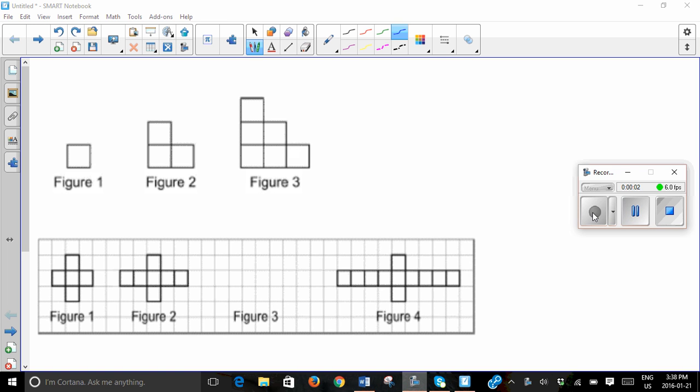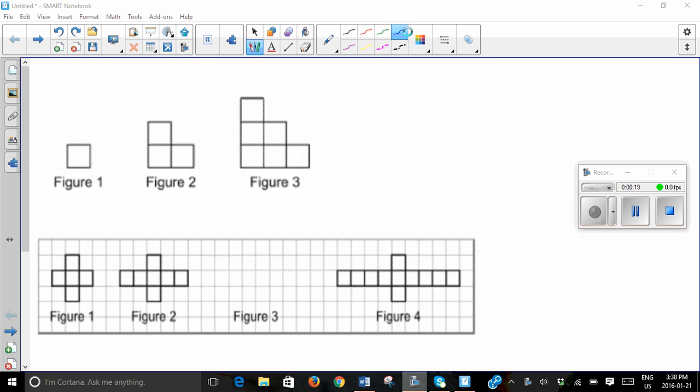Okay, currently in mathematics, we are working on increasing and decreasing patterns. And in grade 3, the children are not only expected to be able to say whether a pattern is increasing or decreasing, but they have to know by how much, and they have to be able to extend that pattern.